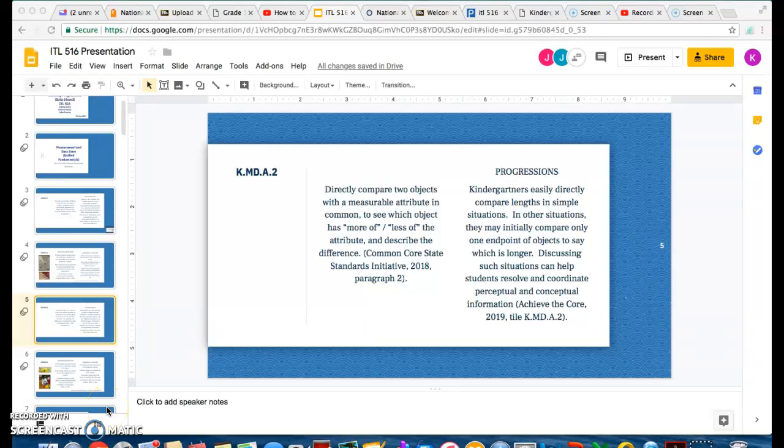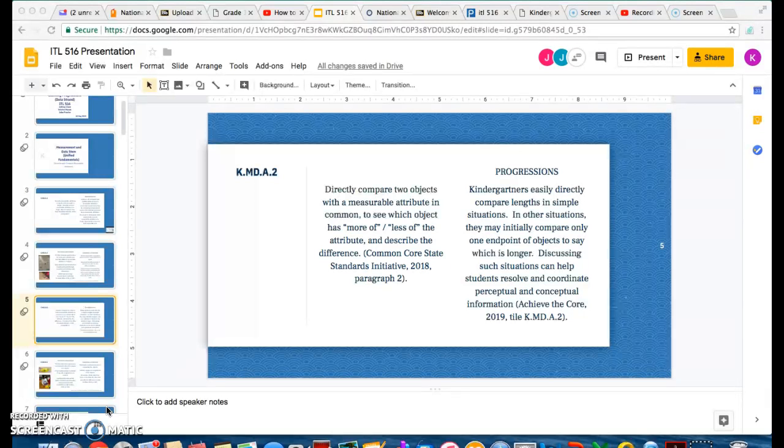The next standard in our progression is K.MD.A.2, which says, directly compare two objects with a measurable attribute in common to see which object has more of / less of the attribute and describe the difference. Children should be able to determine which object is longer or shorter than the other.